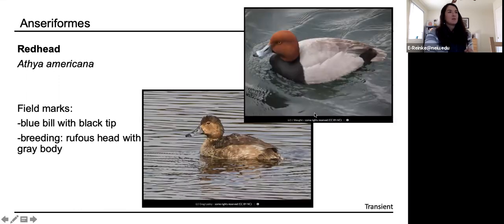Here's the redheads. They're named for an obvious reason. The males in breeding coloration have these beautiful redheads with a black kind of patch. Again, just learn the breeding coloration. And I know I'm going through these fast, but there isn't a whole lot to say other than just study, again, the species, the scientific name, and the male breeding color.